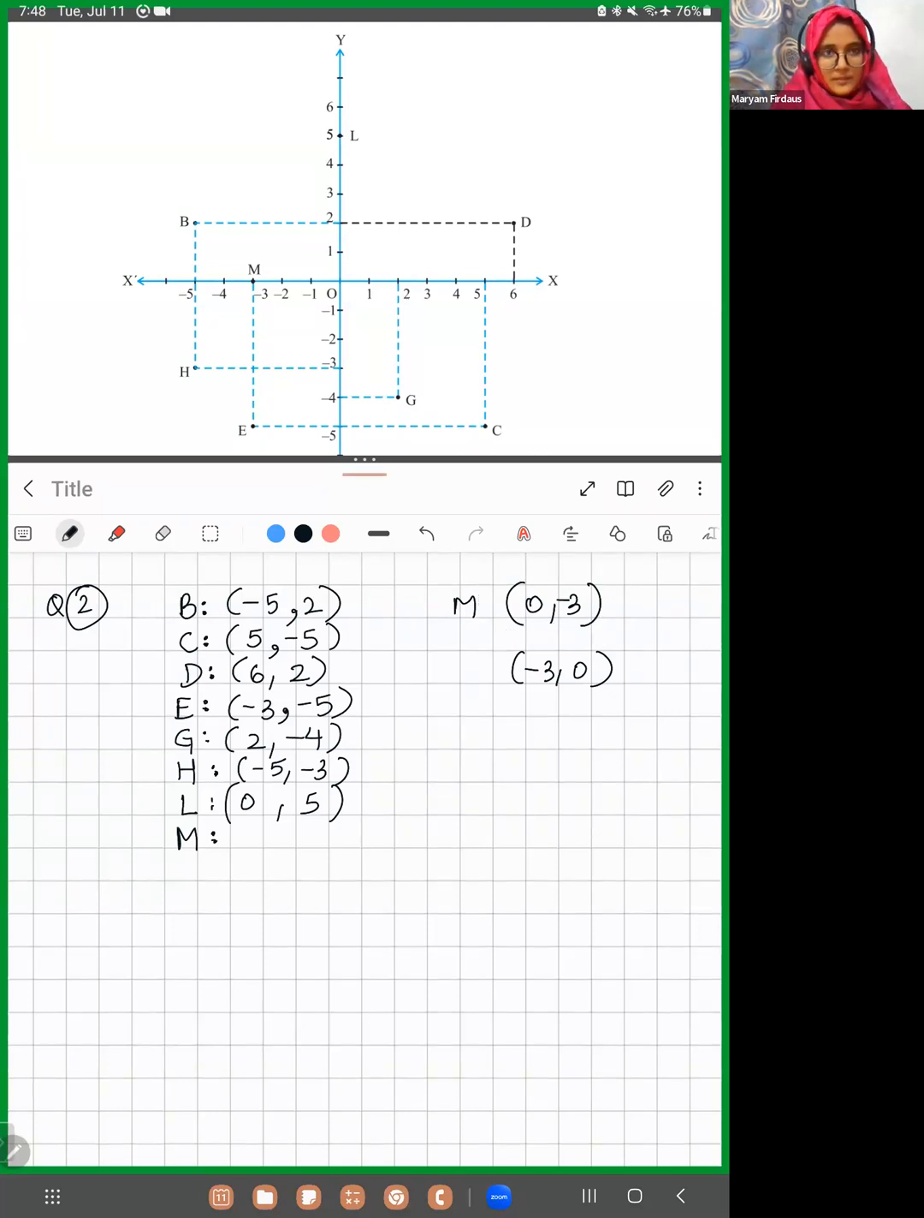I think it's minus -3 comma 0. Yes, it is negative 3 comma 0. Okay. Because on the x-axis, it's negative 3. That's why. Okay. So that's it for the exercise.